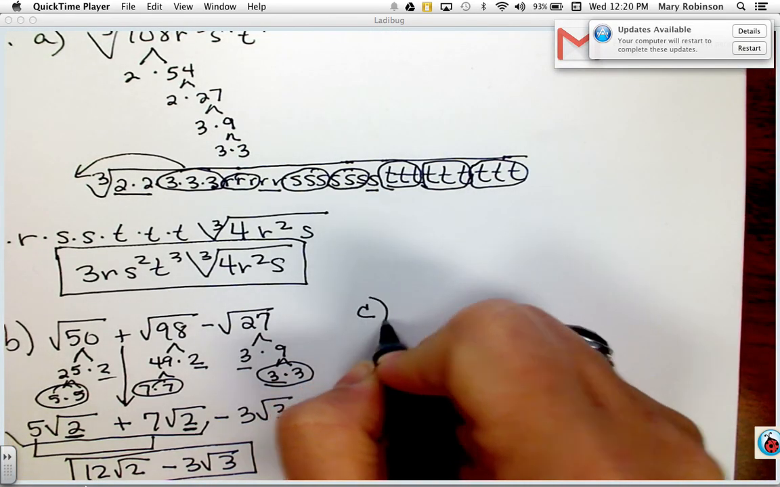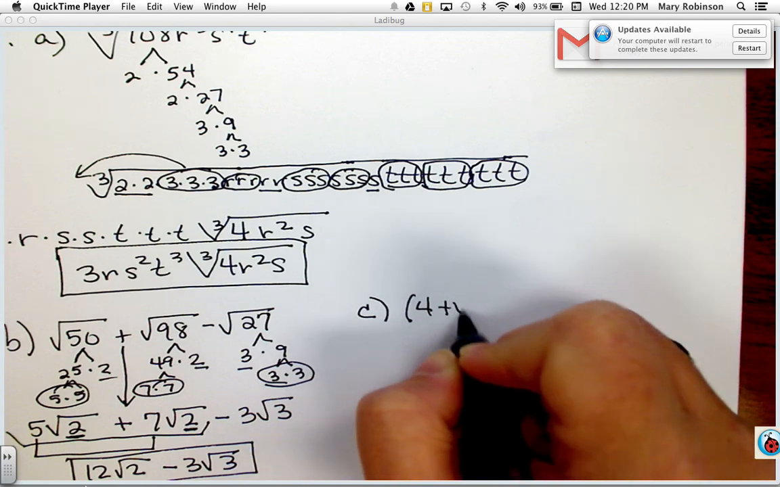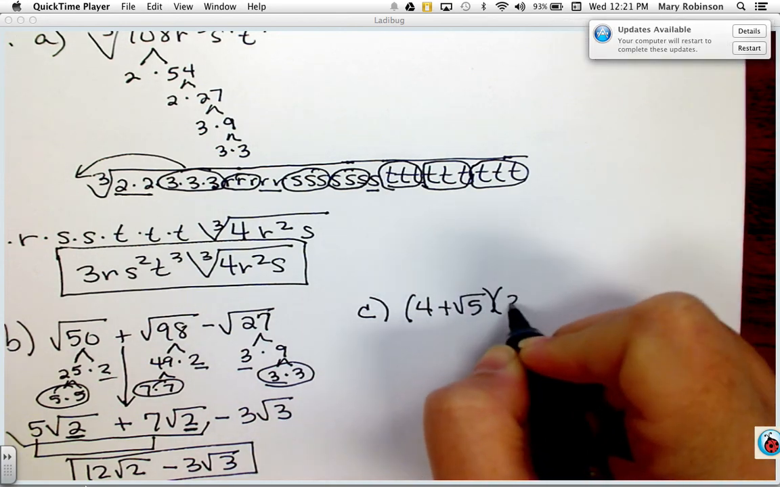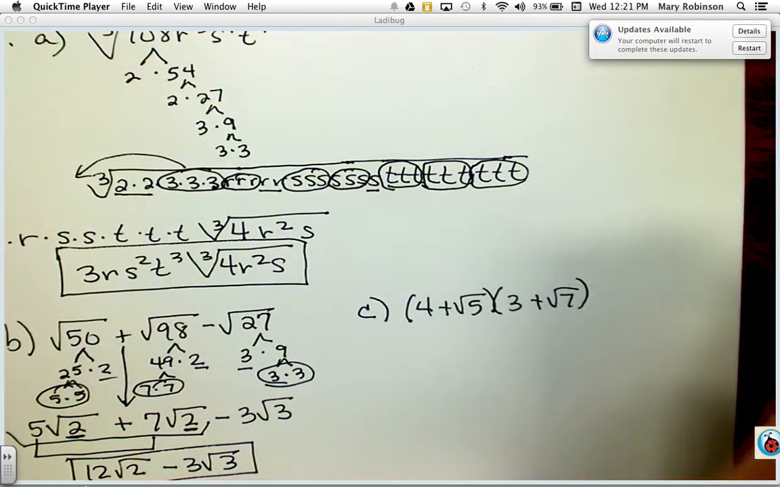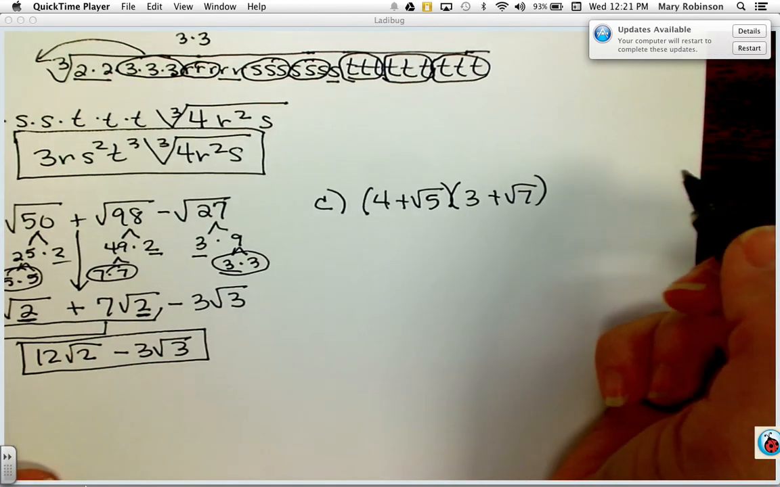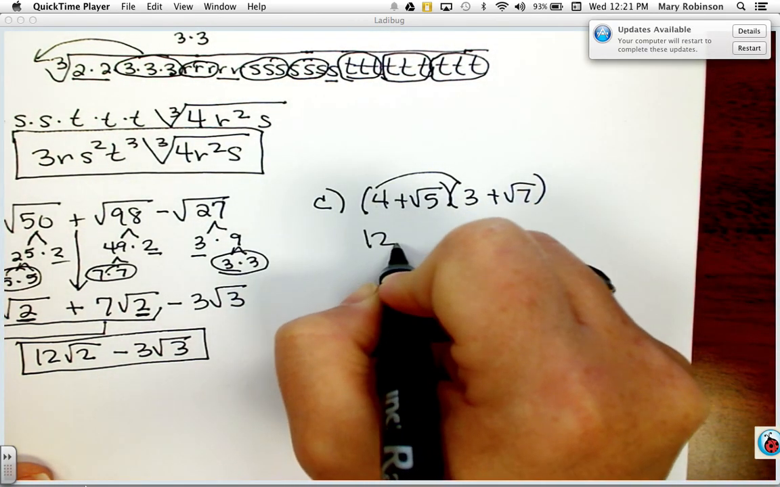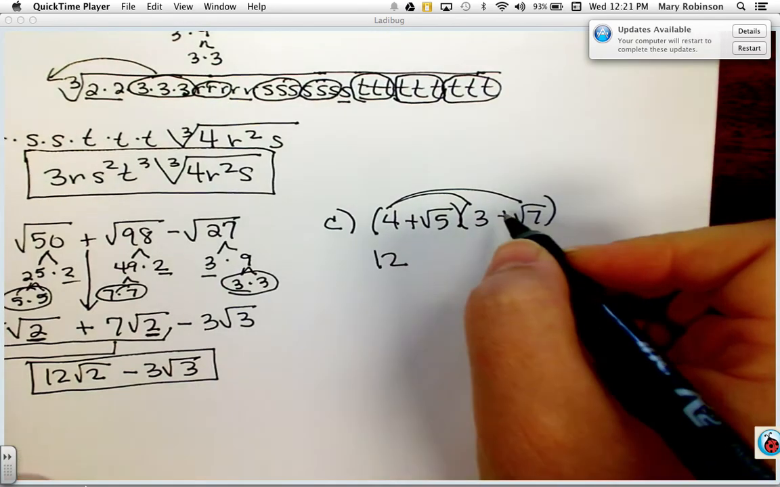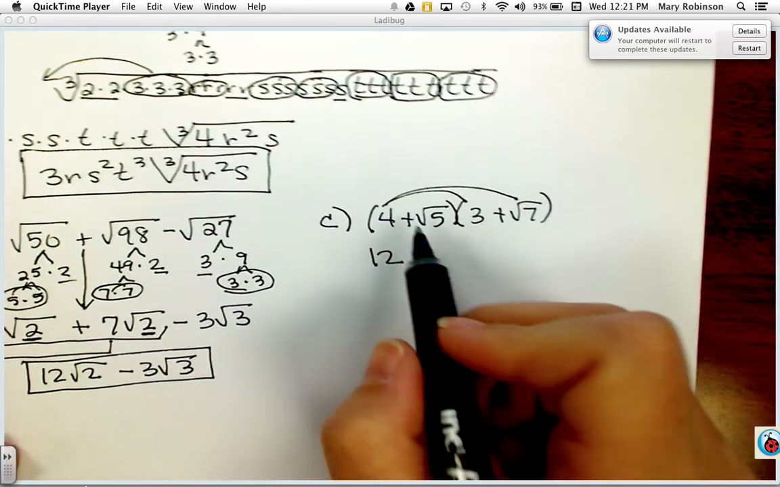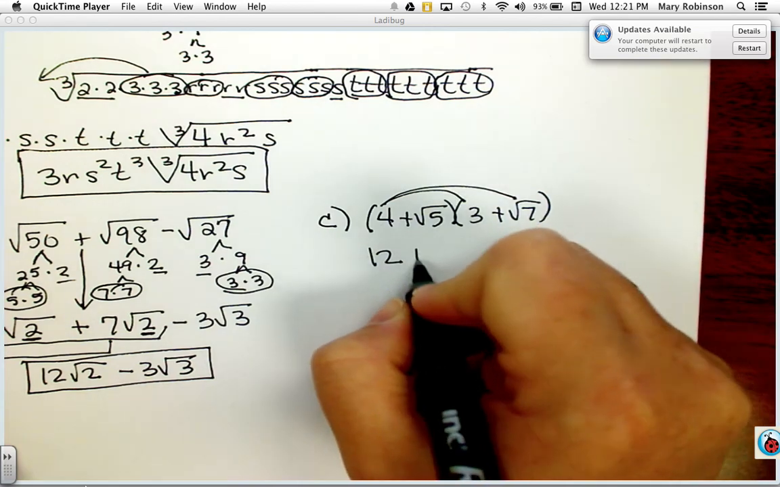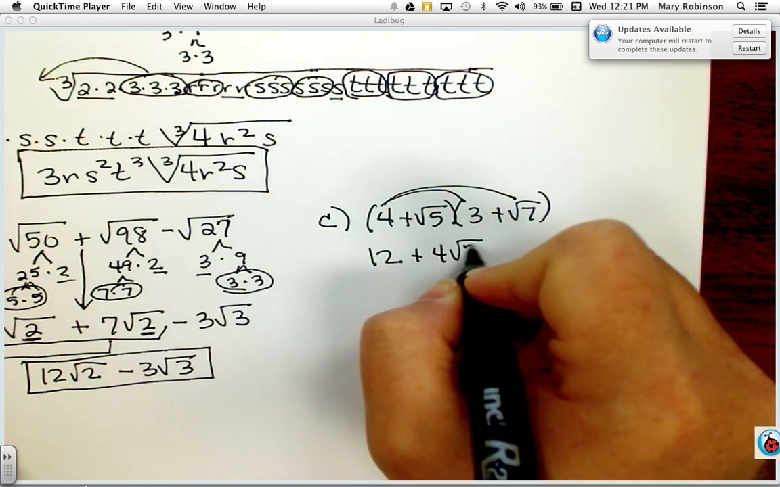For C, we are multiplying two binomials. We simply double distribute. 4 times 3 is 12. This should remind you of the Alley and Marcus problem at the top. 4 times the square root of 7 is positive 4 square roots of 7.